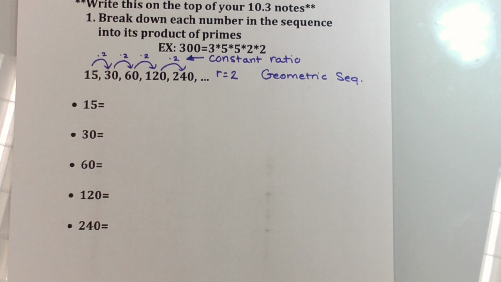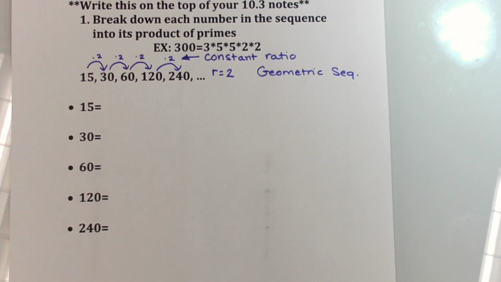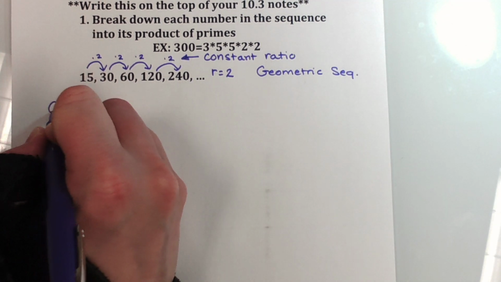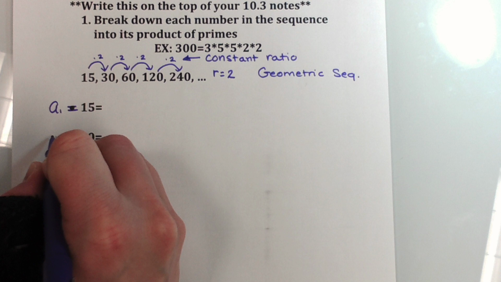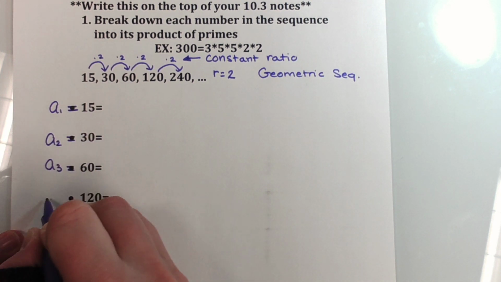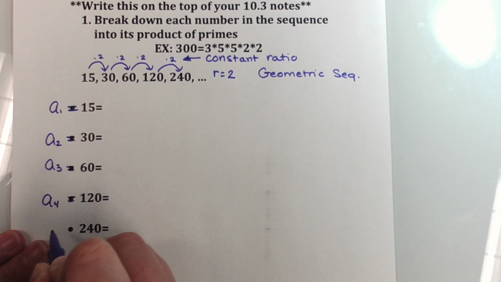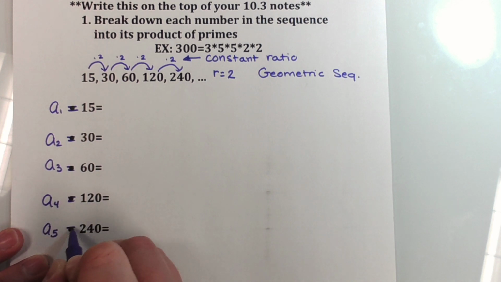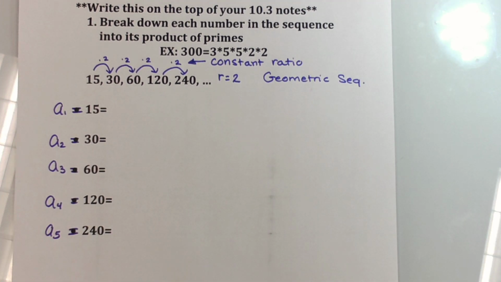Okay. Now that's going to be some important features between the purpose of this warm-up. Now, 15 is the a sub 1, 30 is the a sub 2, 60 is the a sub 3, 120 is the a sub 4, 240 is the a sub 5, and we could go on forever. Now, to the actual thing that I had you do as a part of the warm-up.